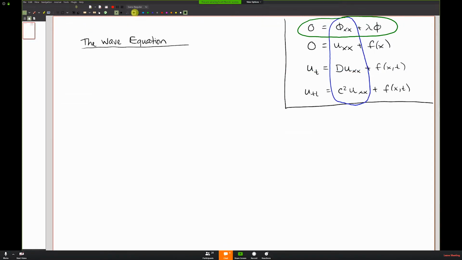But for today, let me go back and talk a little bit about the wave equation. And we're going to first, as we did with the diffusion equation, derive the wave equation. And the physical context I'd like you to imagine is a string that is stretched.